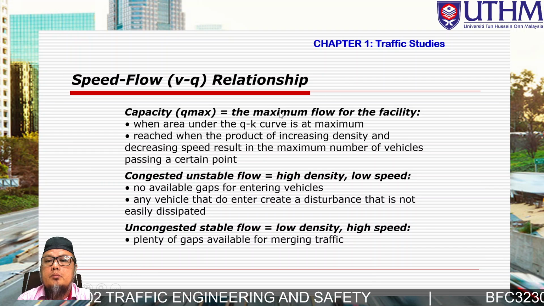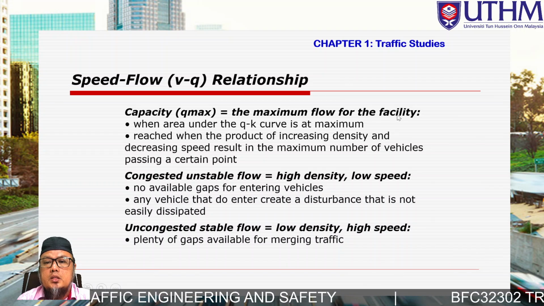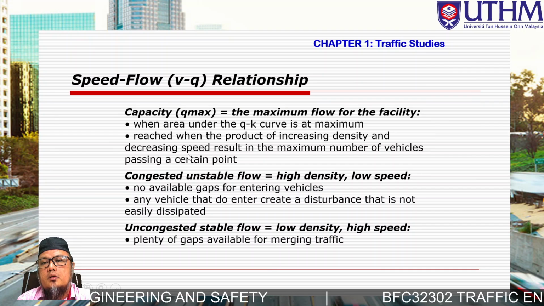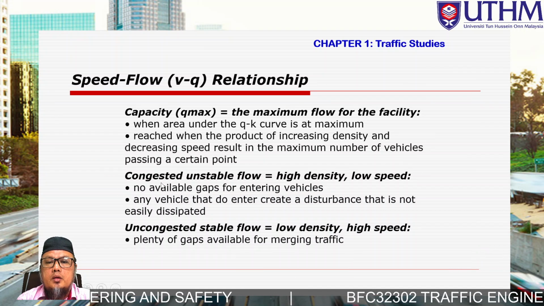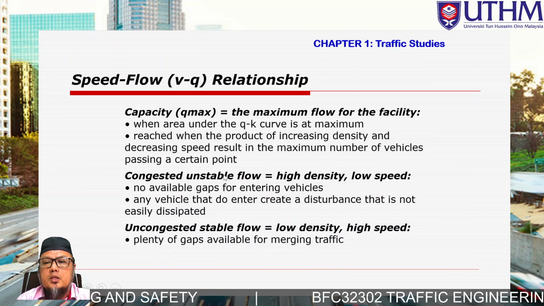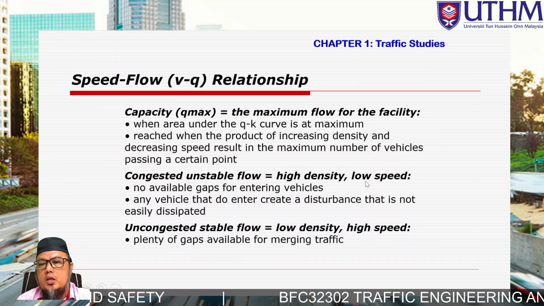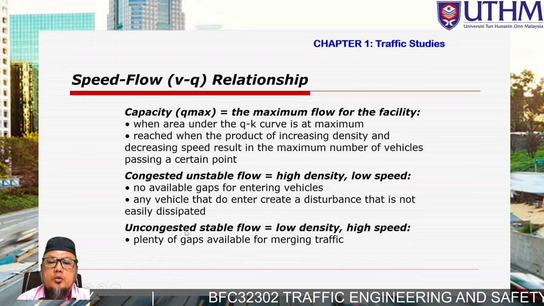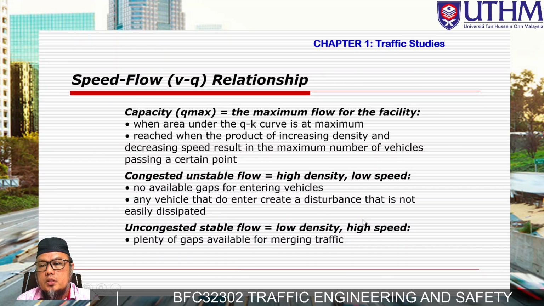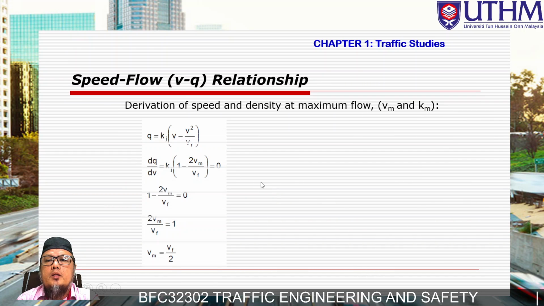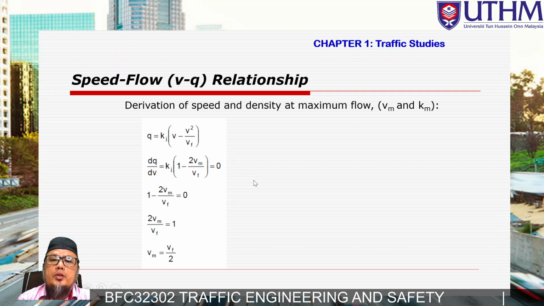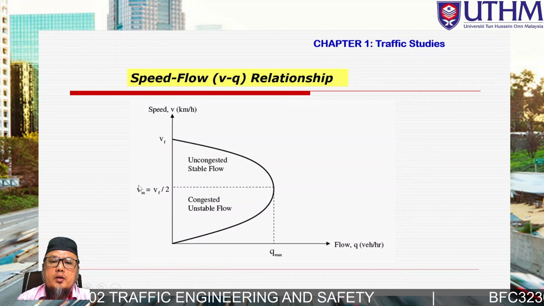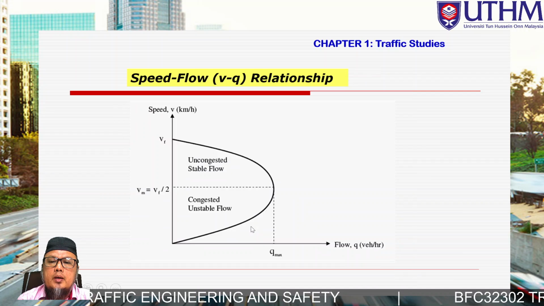Okay, capacity is the maximum flow of facilities, just as shown in that particular graph. We can look at the region of unstable flow, which is high density and low speed, and the region of uncongested and stable flow, which is low density and high speed. Okay, these are the relationships. We're going to determine how they obtain this particular graph, Vm and Km.